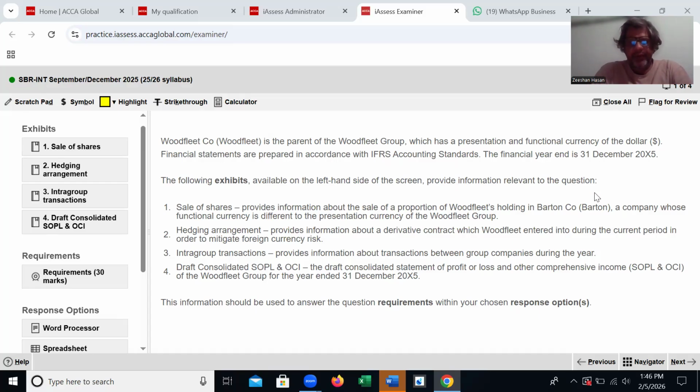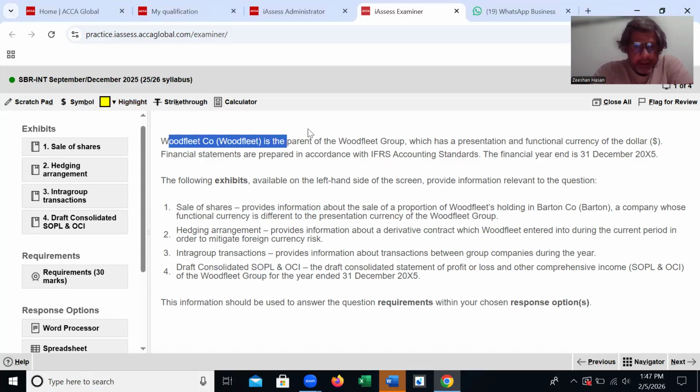Right. So we are starting with the first question of consolidation from the September/December 2025 exam of SBR. So let's dive in and start with it. And there we go. We have the scenario in front of us, that is Woodfleet.